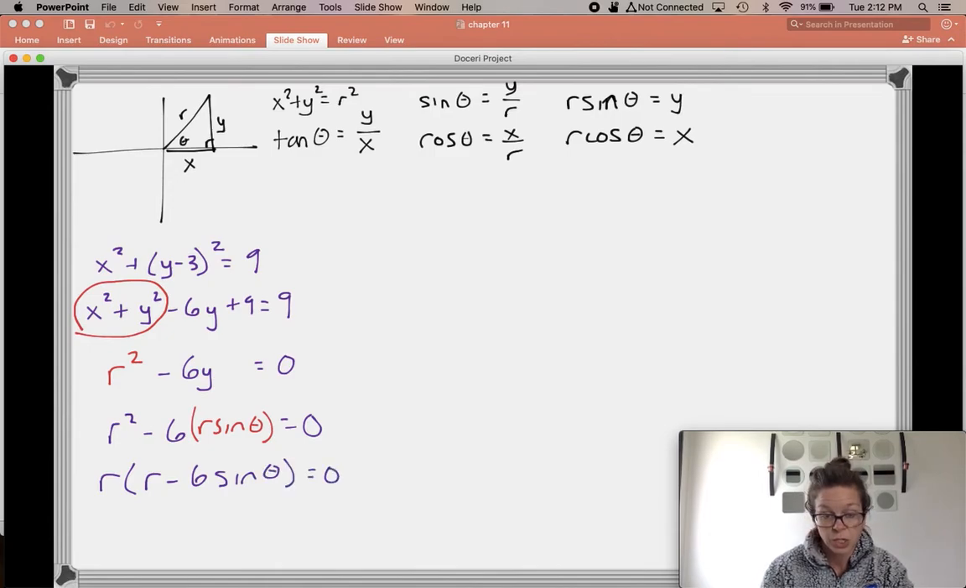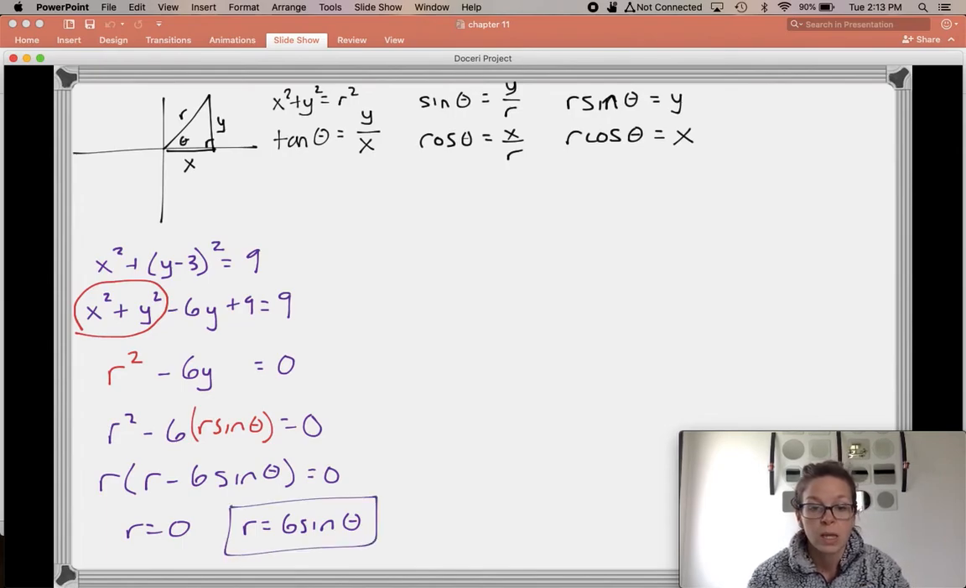And so then there's really 2 options. One option is just r equals 0, that is just the dot, the origin dot. The other option is that r is equal to 6 sine of theta, and that's the one that would actually graph the circle for us. Okay, so we have then converted an xy equation into an r theta equation. And you could confirm that by graphing those, that they do actually graph the same thing, and you can graph polar in Desmos as well.